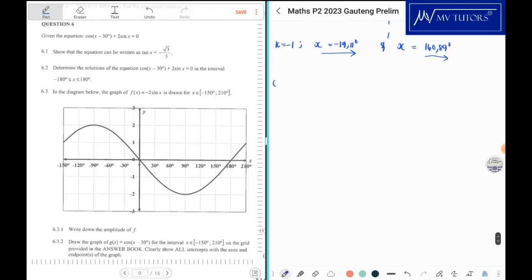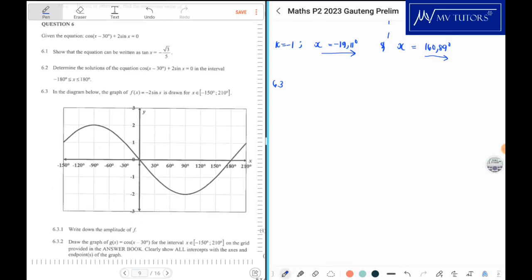Now let us get to 6.3. So it says in the diagram below, the graph of f of x, where we have negative 2 sine x, is drawn for the interval of negative 150 to 210. Okay, so we can see that the amplitude has been doubled and this graph has been inverted because of the negative. Because we're normally used to our sine graph starting out like this, but now it's doing the opposite. And on top of that, the amplitude is doubled. All right, so I hope you see what's going on there.